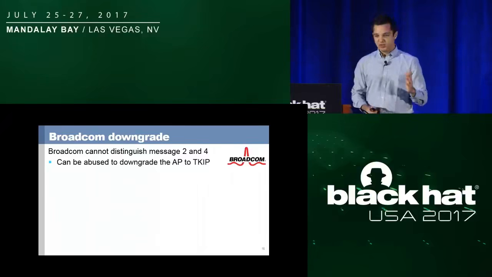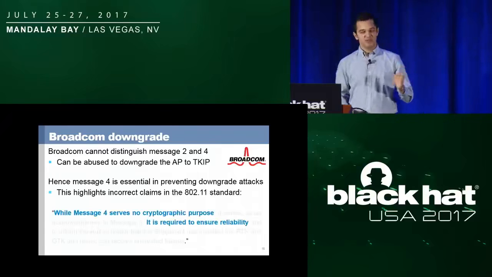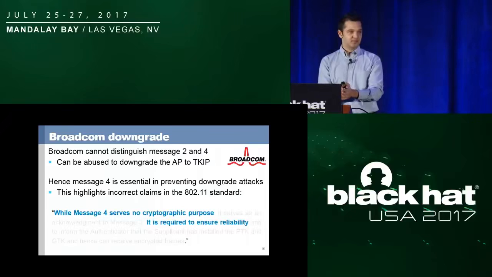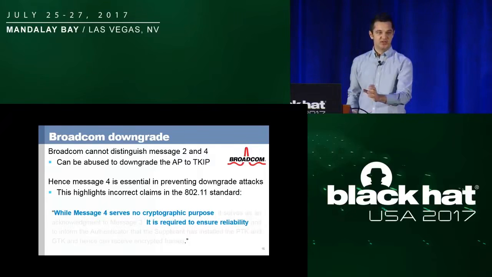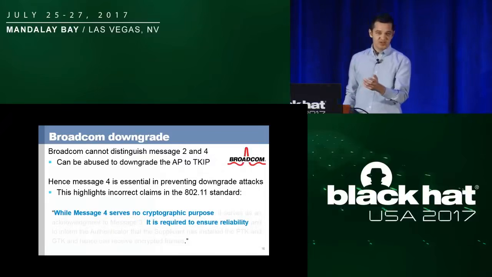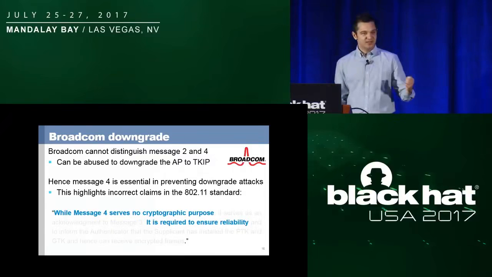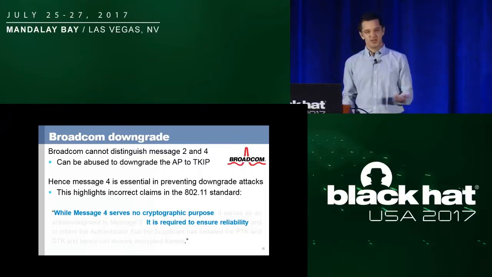Now, I'm not going to go into detail about how this attack works. You need a few tricks in order to carry it out. But the core message here is that we can abuse this to downgrade the access point into using WPA TKIP. So we cannot downgrade the client. We can only downgrade the access point into using a weaker cipher. And this is of course bad because the access point will then start transmitting data frames encrypted using WPA TKIP, which uses RC4, and it's not that secure.